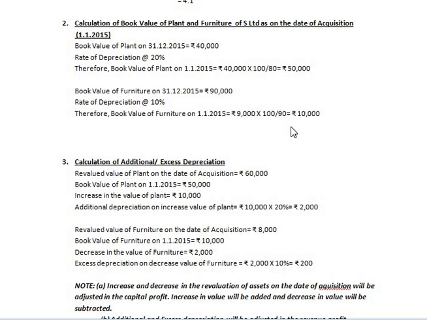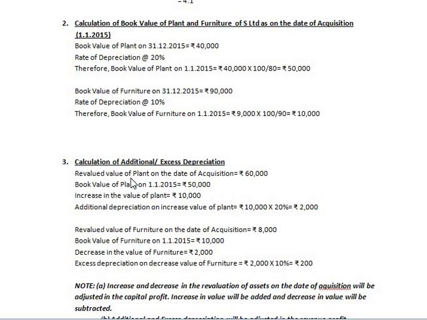So how do we get this 90 again? We'll assume that the value of furniture before charging depreciation is 100. Then after charging depreciation of 10%, we'll get 90. So to bring back this amount of 9,000 before charging depreciation will be 9,000 into 100 divided by 90, we'll get 10,000. Then after which we have to calculate the additional or excess depreciation due to increase or decrease in the value of assets. So now let us look at the first one, that is plant.